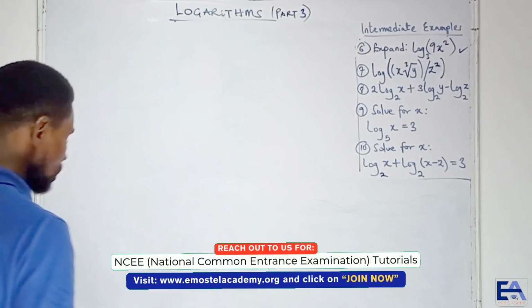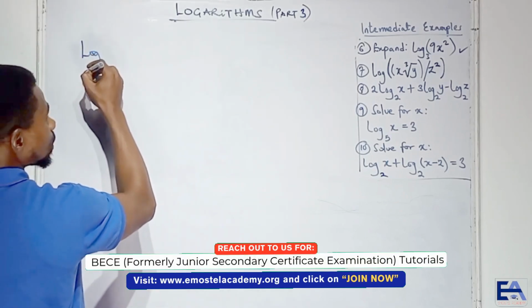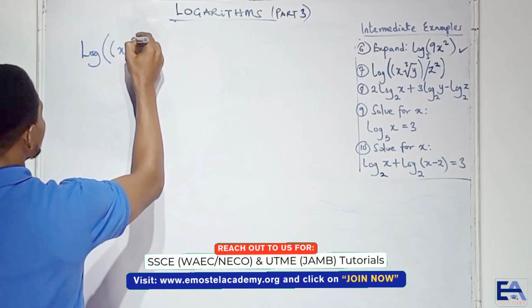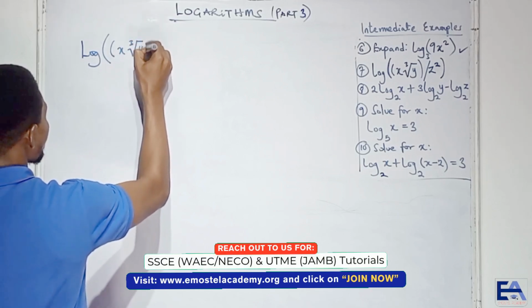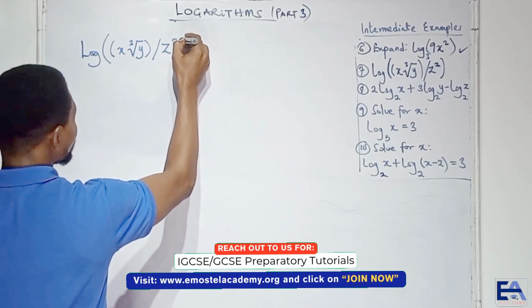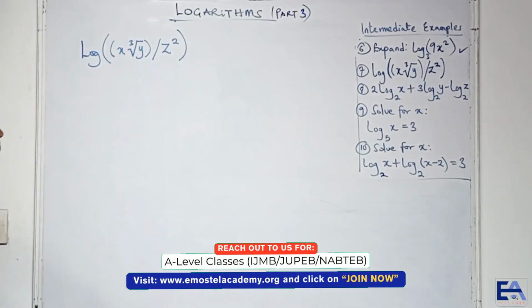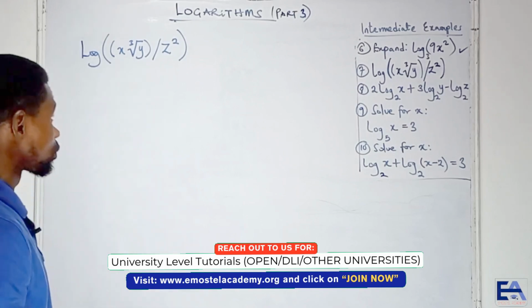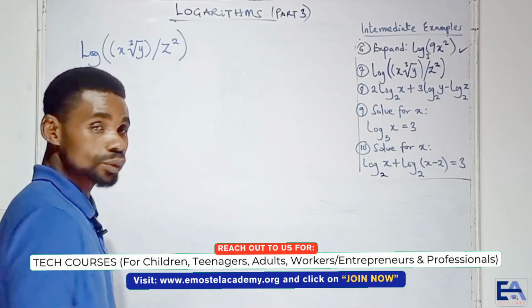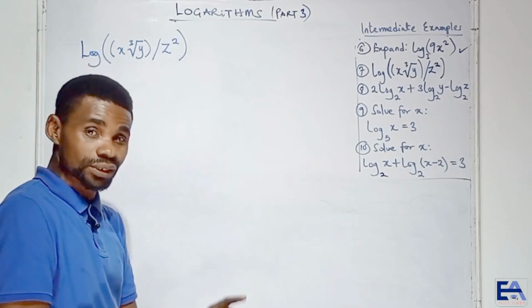For the next question, we have log x, the cube root of y, everything divided by z squared. It looks scary, right? But it is not. It's very, very simple. So what the question wants you to do here is just to simplify it, just to break it down. No special stuff. Just change the form from this form to another form.